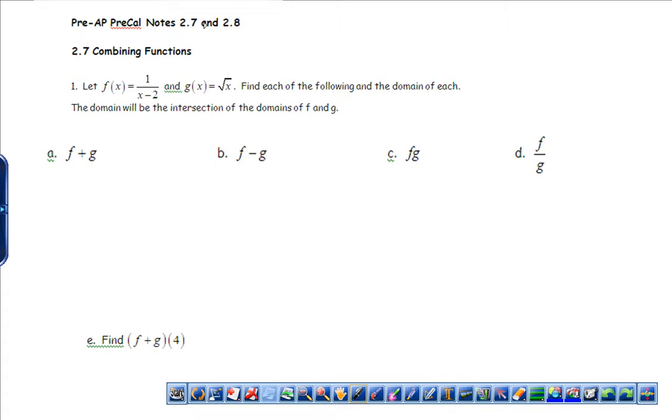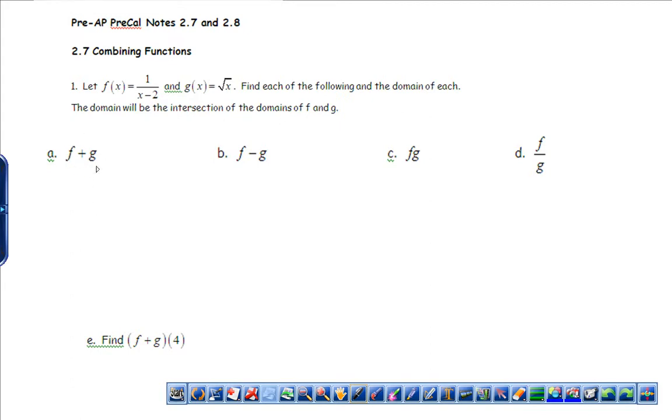Number 1 says let f of x equal 1 over x minus 2 and g of x equal the square root of x. So we have a rational function and we have the square root of x, and we are going to combine these to find the domain. And some of these might be an intersection. All right, so let's look at this.